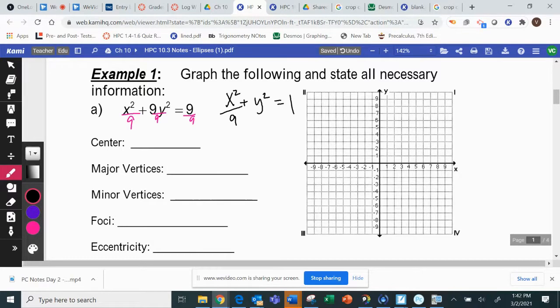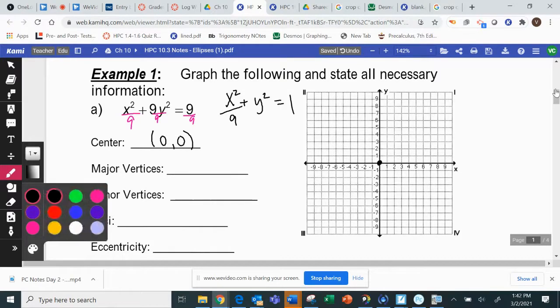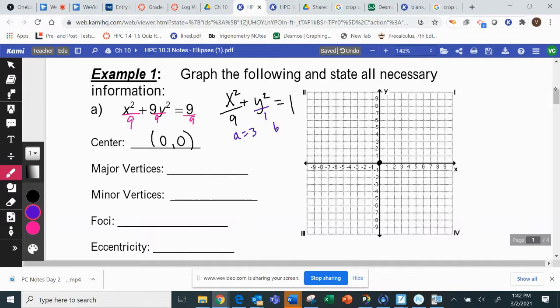So my center is at, there's no h or k, so (0, 0). Now the major vertices have to do with the bigger number under either the x's or the y's. I look under the x's and there's a 9. Under the y's, there is a 1. When I square root, these are like A squared and B squared. When I square root those, the bigger number is 3. So the major vertices are going to be horizontal because they're under the x.